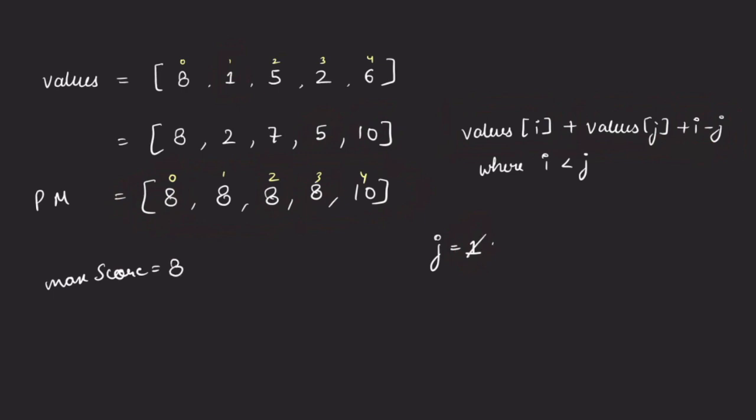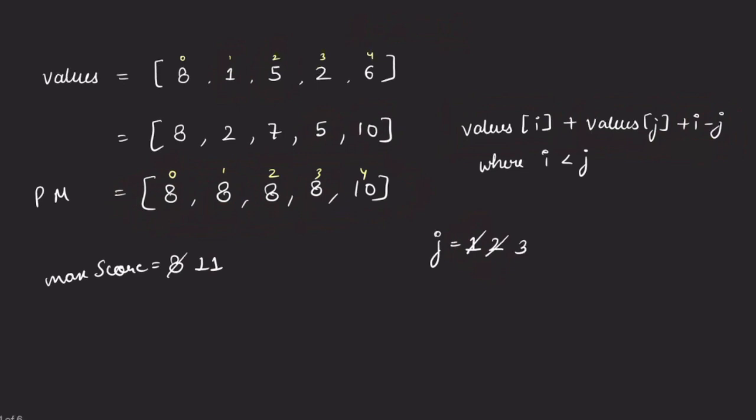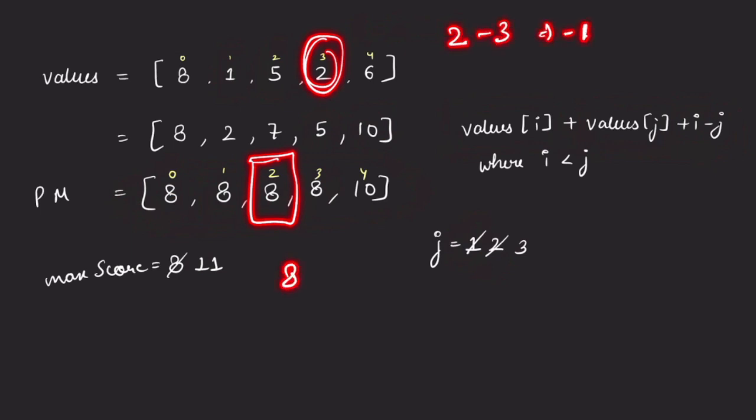Then you would move your j to 2. For j equals 2, the value for i would be this one, j minus 1, that is 8. Then let's calculate for 2: 5 minus 2, that is 3. So 8 plus 3 will be 11, and the max score becomes 11. Then j will become 3. For 3, we take j minus 2, so the value for i would be 8. And for j, it will be 2 minus 3, that is minus 1. So 8 minus 1 is 7.